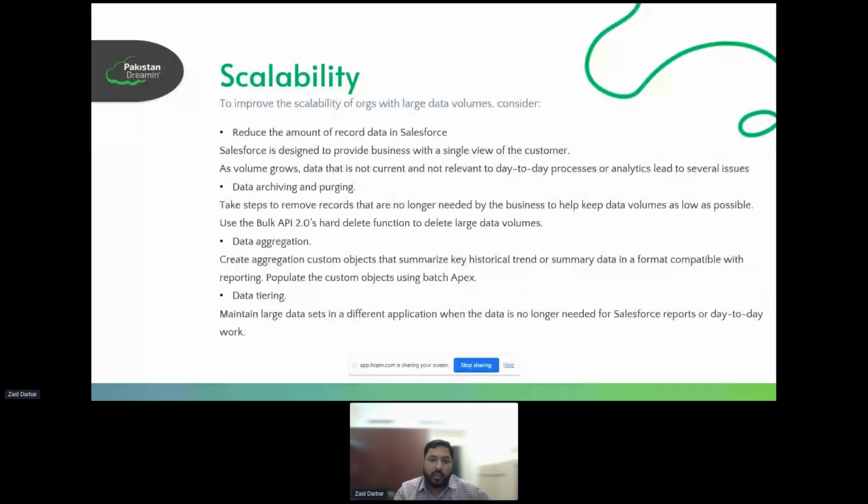Reduce record data. Don't put in transactional data; use data archiving, data aggregation, and data tiering. These will all help you in keeping the data volume as low as it can be. You can also use data backups and things like that to remove it from your Salesforce.